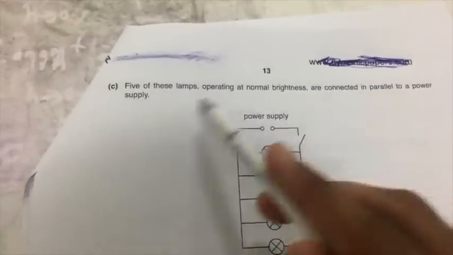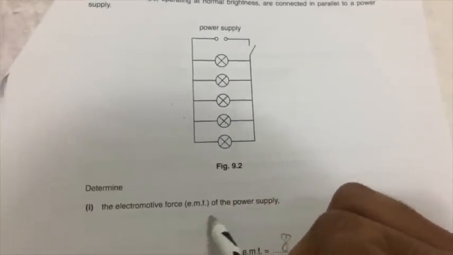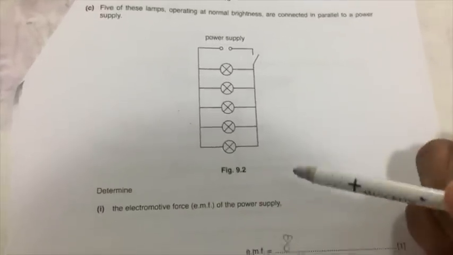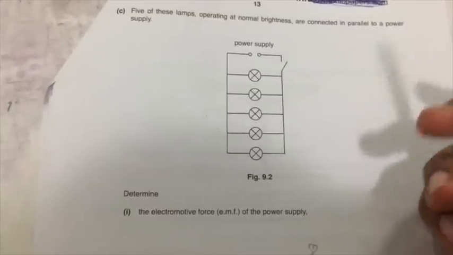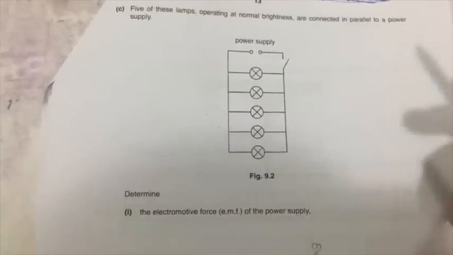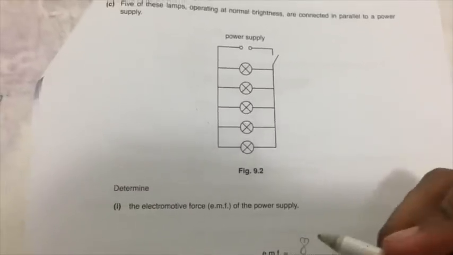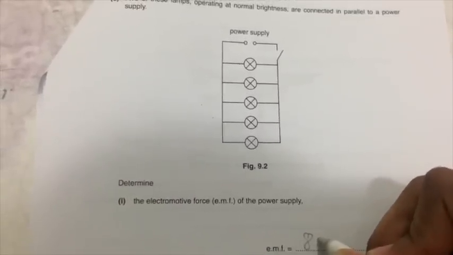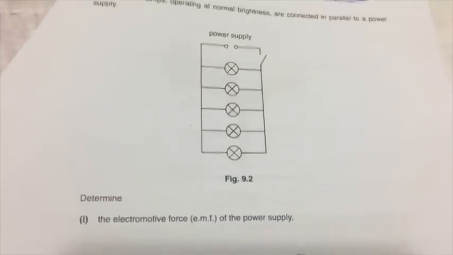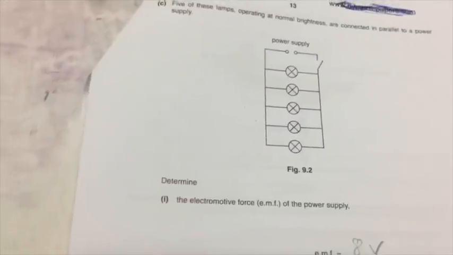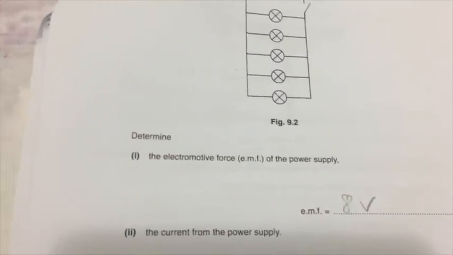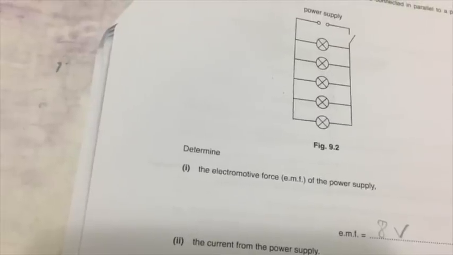Alright. 5 of these lamps operating at normal brightness, so the lamps are connected in parallel. The electromotive force of the power supply. The electromotive force is 8 volts. The electromotive force is just mainly the potential difference, which is the voltage, which is 8 volts. I should have actually put 8 volts, not just 8 by itself. The current from the power supply. If you check the question before, just by rewinding, you'll see it's 8 volts. The current from the power supply.